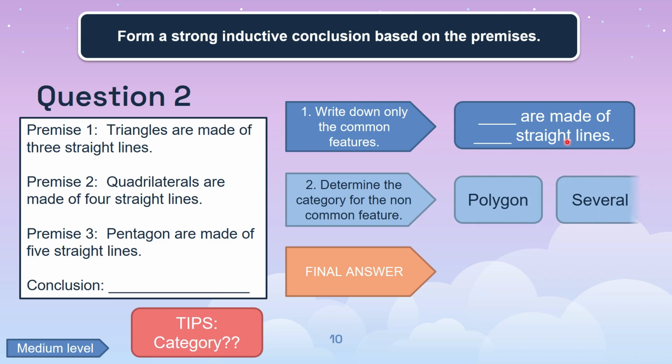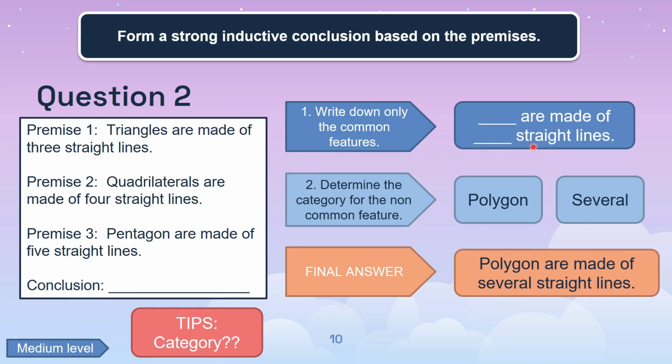Polygon for the first non-common feature, and the second non-common feature is several. So the final answer is polygons are made of several straight lines. Okay, this is the final answer.